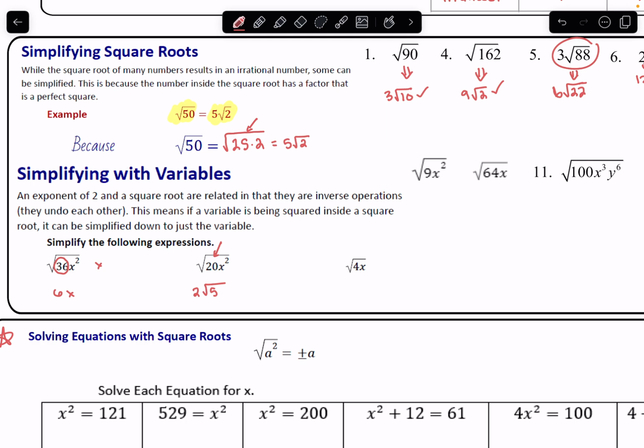But then you have an x squared on the inside. Well, the opposite of x squared is square rooting, so those are going to cancel each other out, which means the x comes out here on the outside with the 2, and I usually write that 2x root 5. Again, not something you need to worry about too much, but I want you to see how it works. Square root 4x, the square root of 4 is 2. The square root of x, I can't pull the x out because x is not getting squared.